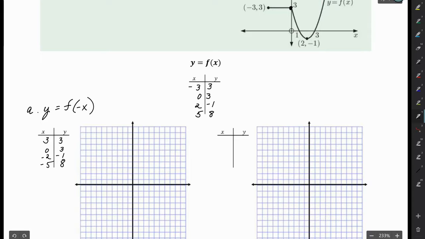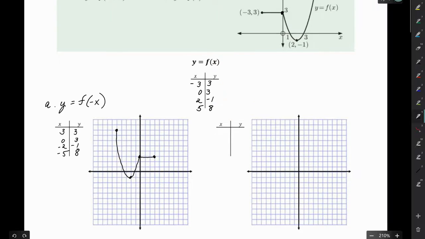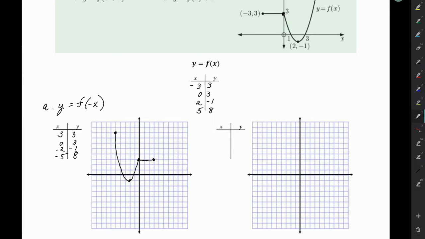All right, at this point, we're ready to sketch our graph. We'll go ahead and do that. And you can see from the graph that we have reflected our graph over the y-axis, and that's what we were expecting because that negative was inside the parentheses.